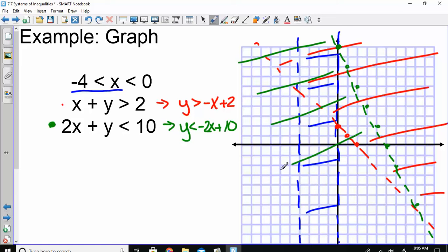Alright, so sometimes it can look confusing when we have so many lines. If you need to erase some of your extra shading, you are welcome to do so. So we are in between the red and green lines here and in between the blue ones. So we are just looking at this little piece right here.